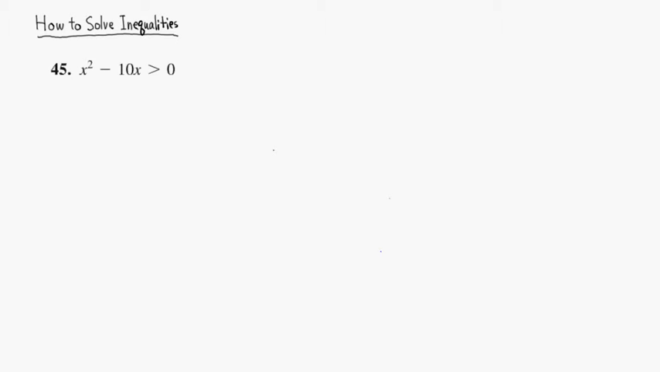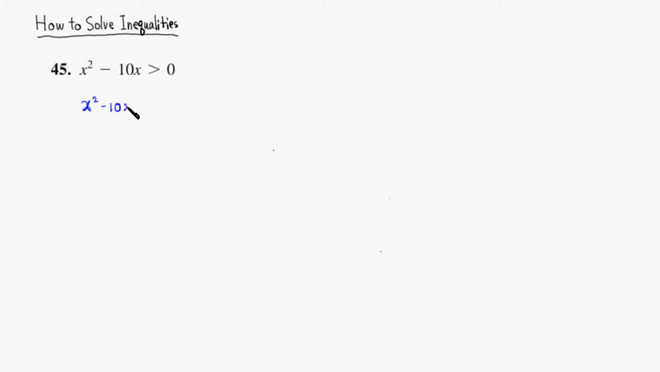Alright, let's look at section 1.3, how to solve inequalities. Problem number 45. The inequality is x squared minus 10x is greater than 0. This inequality is too hard, so I'm going to pretend that this is an equality, and think about what I would do if I were solving the equality.